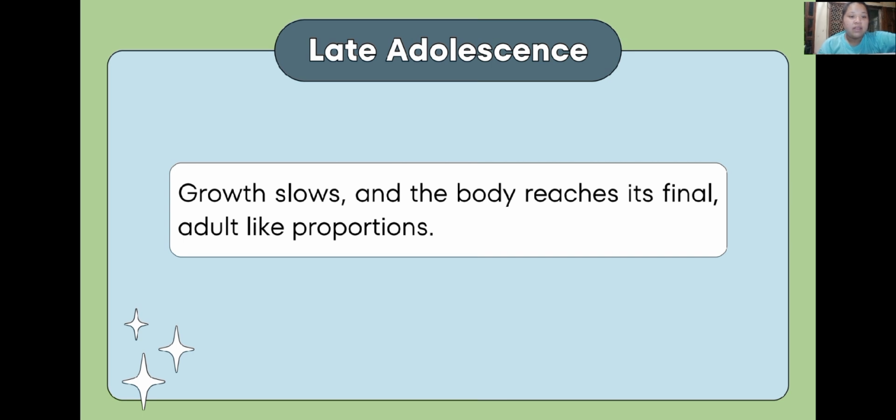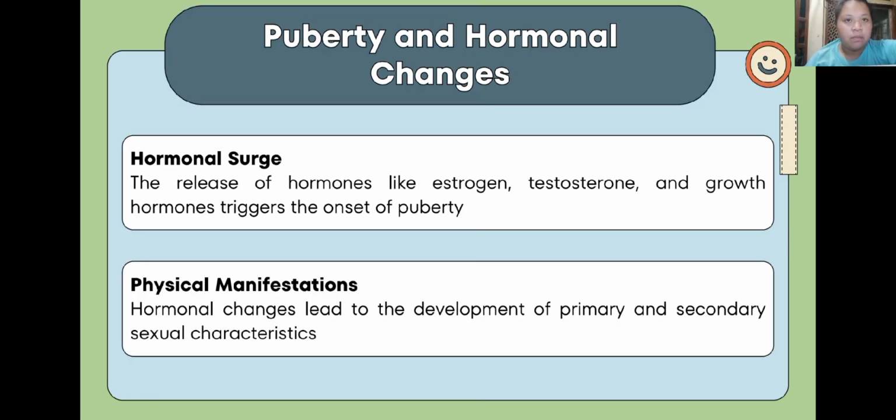Next we have the late adolescence. In late adolescence, growth slows and the body reaches its final adult-like proportions. Sa description, this stage is diri na ka maka-achieve sa imong adult-like proportions or mas mature ang imong lawas. Also, diri na stage is diri na mag-slow down ang imong growth and mapakita na ang imong, once again, ang imong adult-like body. Now let's talk about the puberty and hormonal changes.